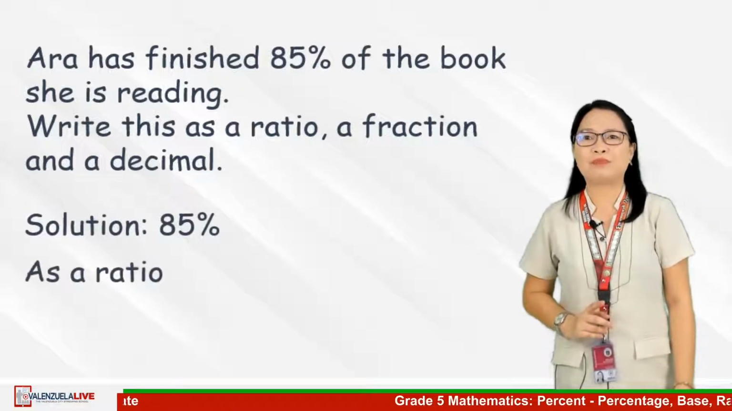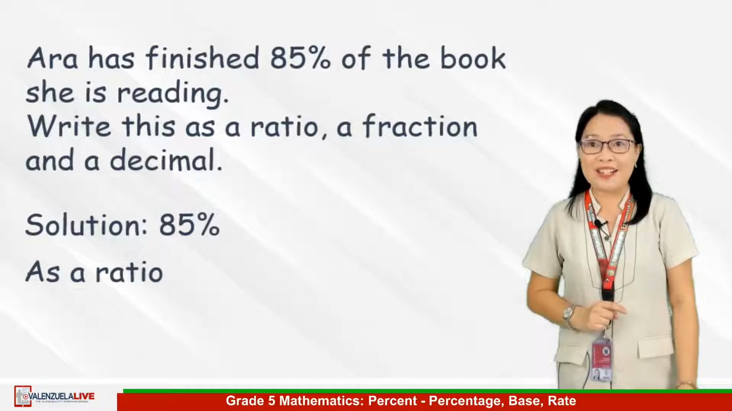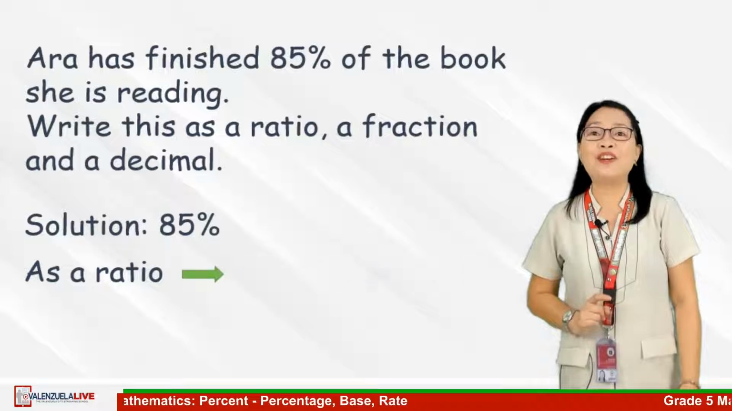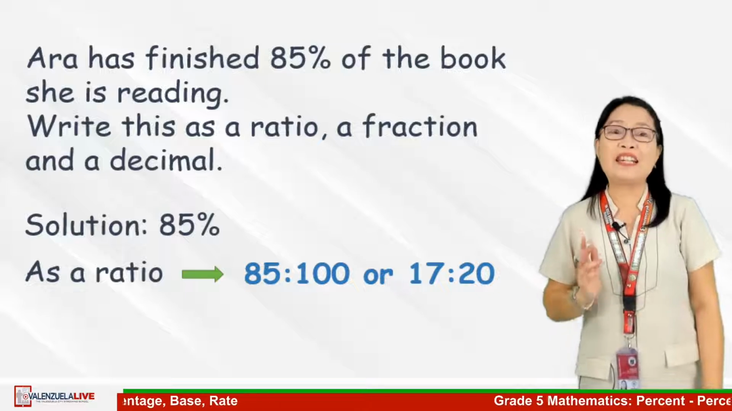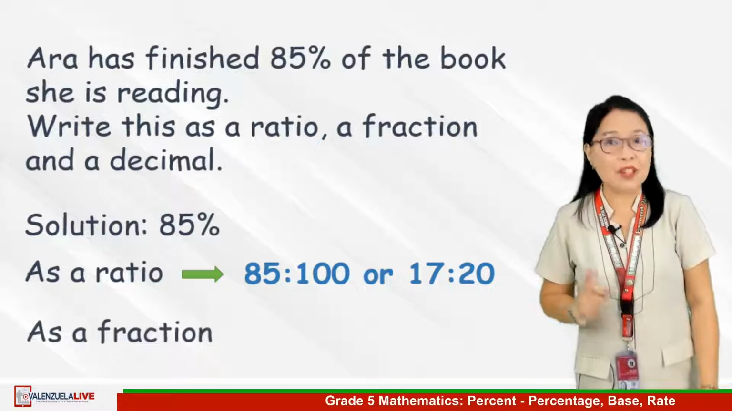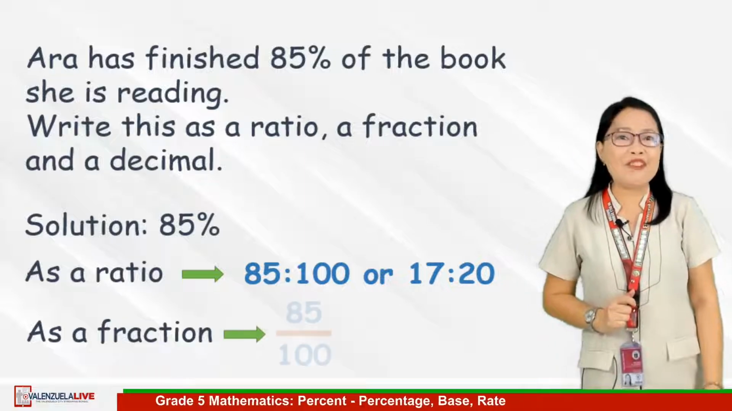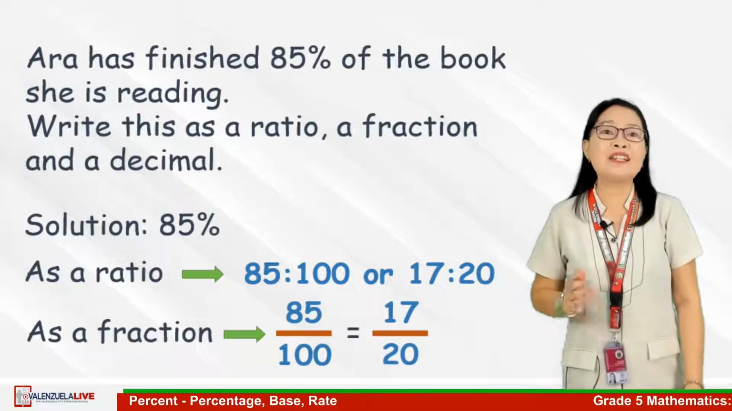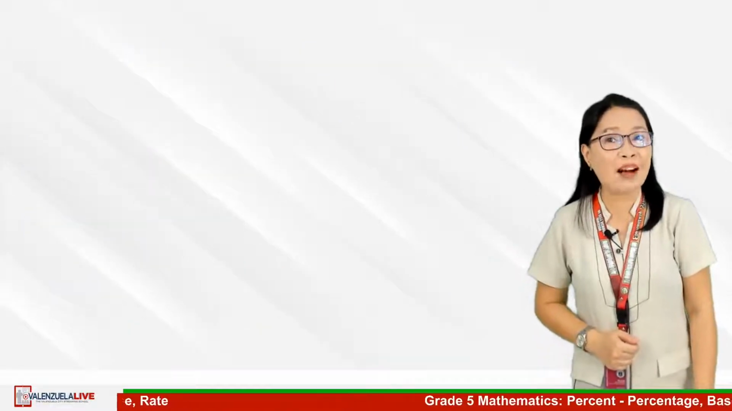So, let's have this one as a ratio. Will you write your answer in the comment box? As a ratio, 85%, percent means per 100. So therefore, it is 85 to 100. In simplest form, it is 17 to 20. Okay. As a fraction, write your answer in the comment box. As a fraction, it is 85 over 100. Or, in simplest form, it is 17 over 20.